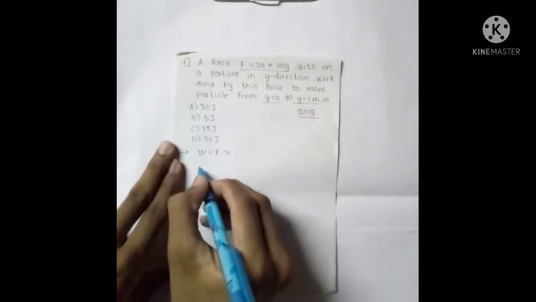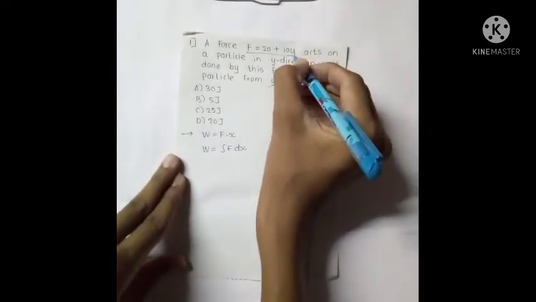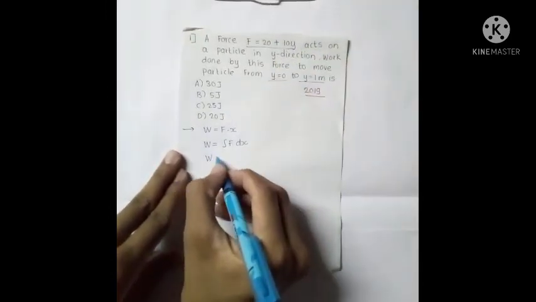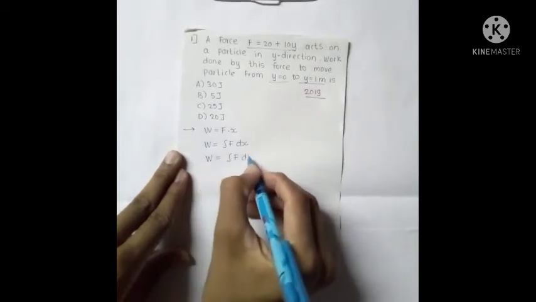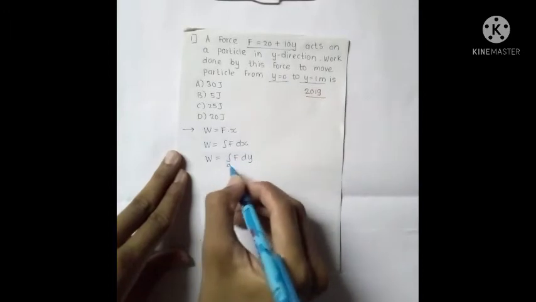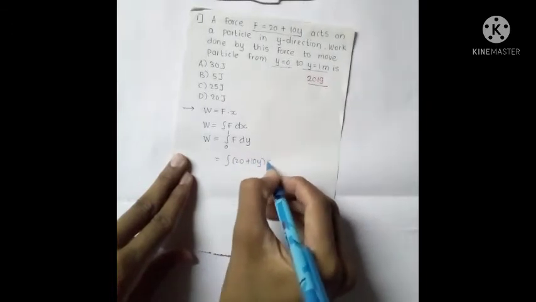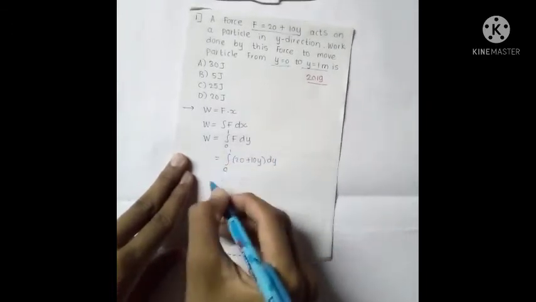That is when force is constant. Here force is variable, so work done equals the integration of F dx. Here force is given in terms of y, so we have to integrate it in terms of y. So work done equals integration of F dy from y equal to 0 to y equal to 1 meter. So limit is from 0 to 1. So integration of 20 plus 10y with respect to y from 0 to 1.